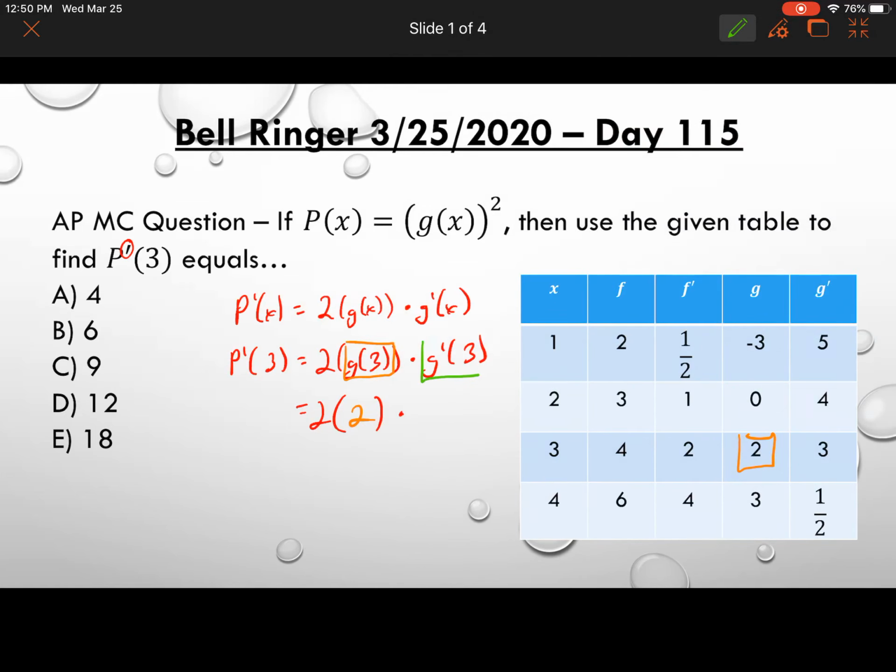So g prime of 3. Well, if we look at our table, g prime of 3 is right here. So g prime of 3 is just 3. So it looks like all we have is 2 times 2, which is 4, times 3. So it looks like our answer is 12.